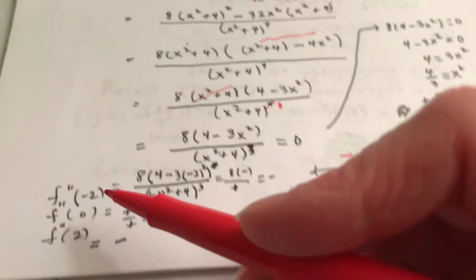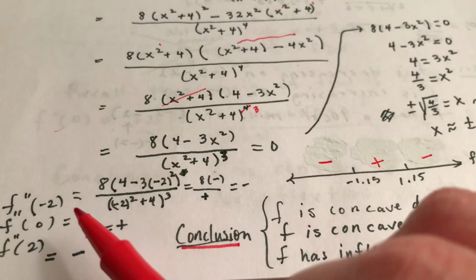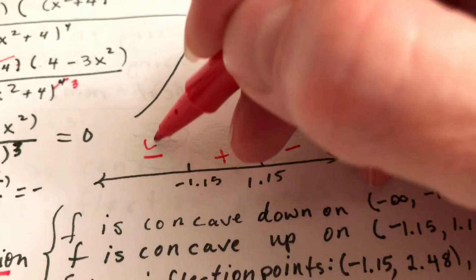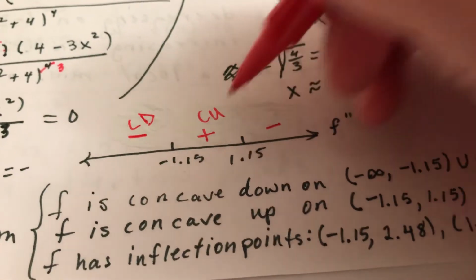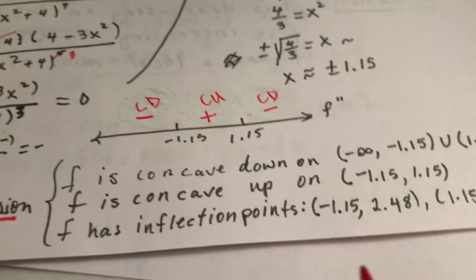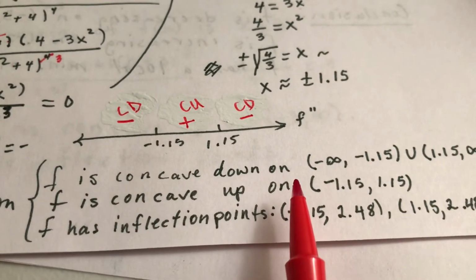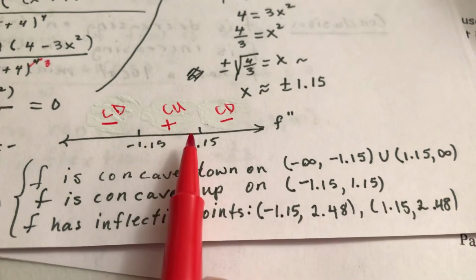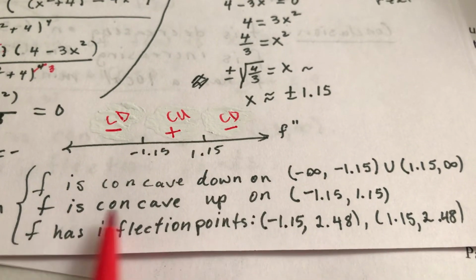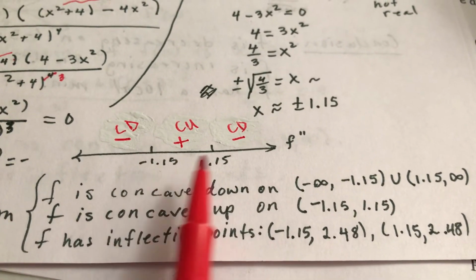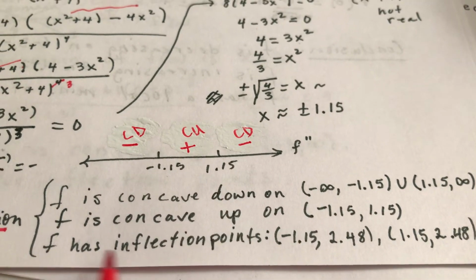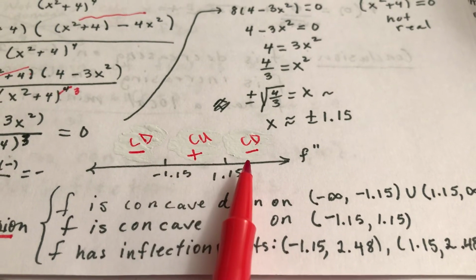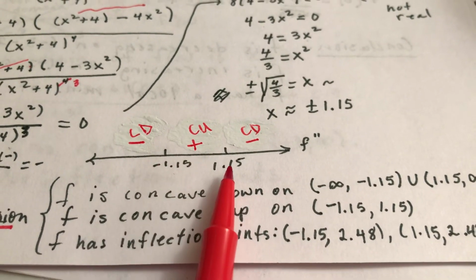Okay, so don't forget to check those values. Make sure you get negative, positive, negative. And what that means is concave down, concave up, concave down. So f is concave down on negative infinity to negative 1.15, union 1.15 to infinity. F is concave up on negative 1.15 to 1.15. And f has inflection points because there's a change of sign here and a change of sign here. We've got an inflection point here and here.